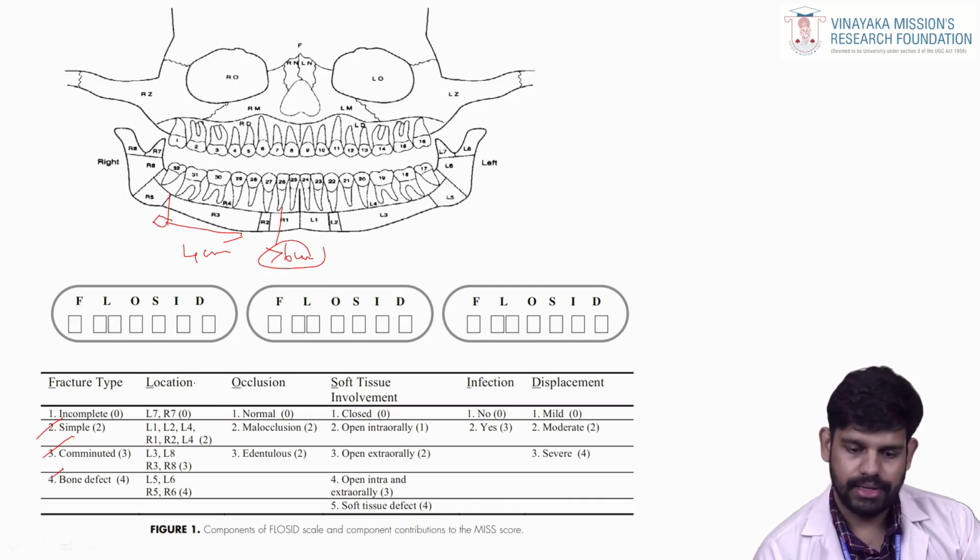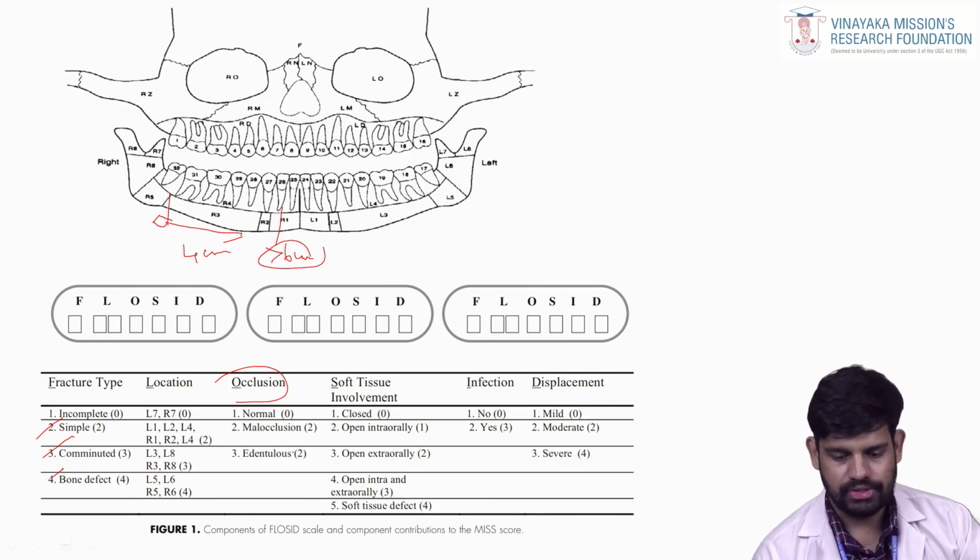And we have location. Based upon the anatomic location, it is classified into symphysis, parasymphysis, angle, body, condyle, coronoid and so on. Then occlusion, whether occlusion is intact or deranged, or edentulous in case of no teeth. Soft tissue involvement, whether it is a closed fracture, open intraorally where there is a mucosal tear, open extraorally where there is a deep laceration, both intraoral and extraoral opening, or soft tissue defect.